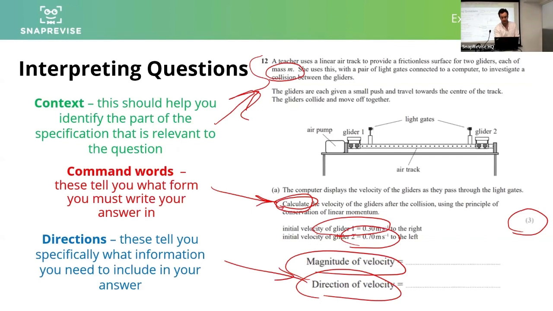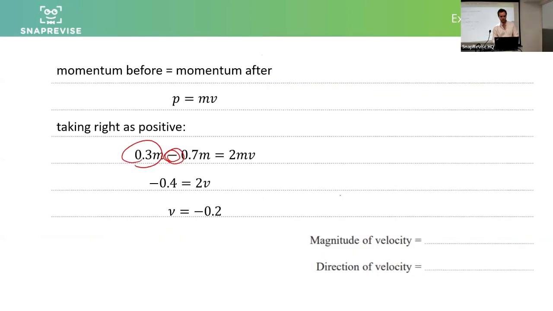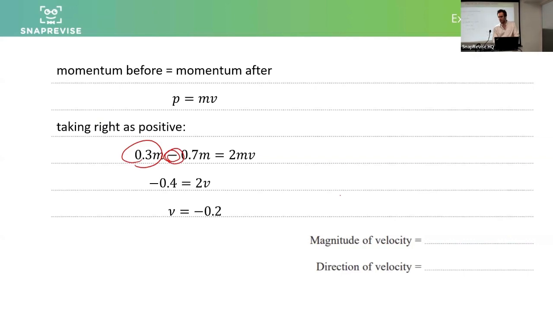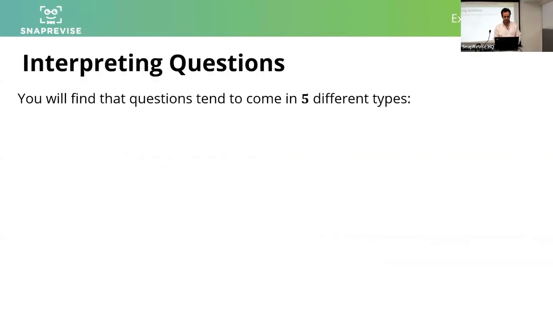The question says they're each given a small push towards the center. They glide and move off together. Key information. A little bit of algebra later, and you end up with your answer as v is minus 0.2. What does the minus mean? Well, by our convention, we said right was positive, so it's going to be going to the left. And the magnitude of the velocity is just 0.2 meters per second. Please don't forget units. Examiners hate that.